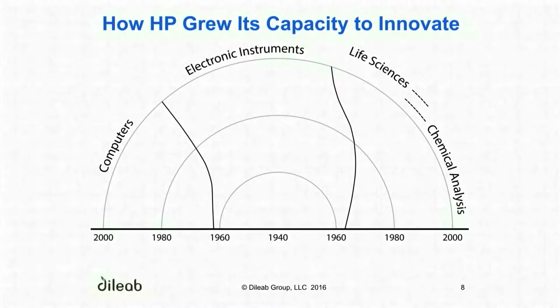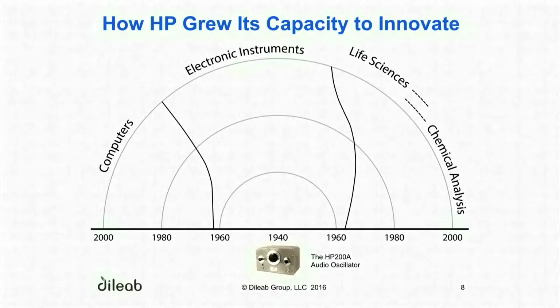Our first case study is the performance of Hewlett-Packard before the changes that occurred in 1999. This graphic will describe how HP expanded its capacity for innovation by identifying and developing new proprietary investment opportunities. The origin of the graph is at the center of the baseline at 1940. Time is the radial distance outward from this point in all directions. The three regions shown are the major opportunity areas in which HP operated.